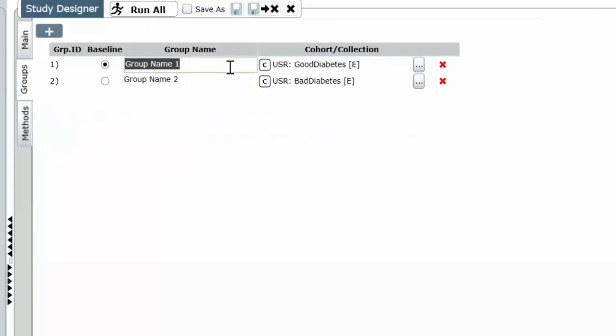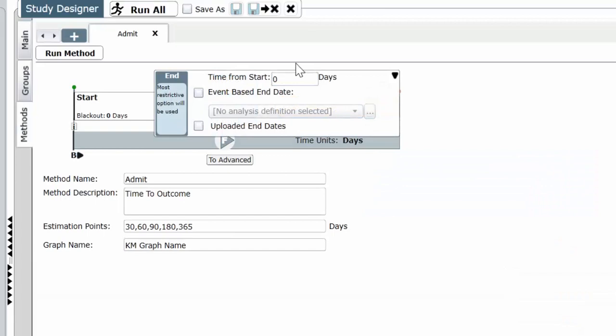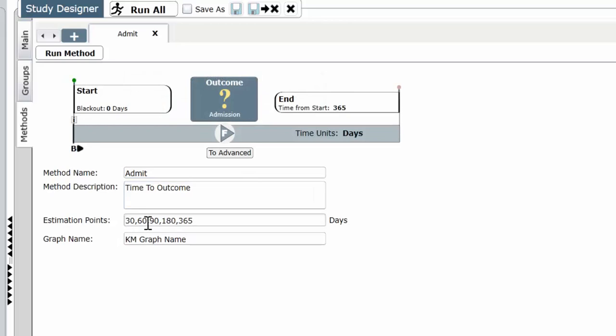We have to name the group. This is good control. And this name is bad control, with the baseline being on the good control. The method, we add a method. Method type is going to be a time to outcome. Time to outcome, admit. We're going to follow people for 365 days. Outcome is admission. Going to get an outcome at 30, 60, 90, 180, 365 days. I'm going to rename it as hospital admits. And we're going to run it.